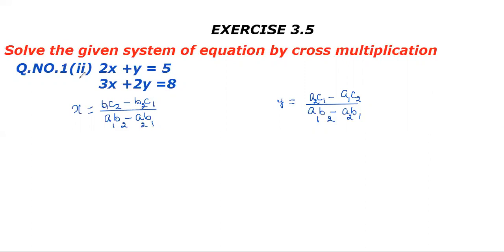Then children, observe this question. The format of this question is not suitable for the cross multiplication method. In the cross multiplication method, we write down the constant this side. So this means this is 2x plus y minus 5 equal to 0. And then this will become 3x plus 2y minus 8 equal to 0.